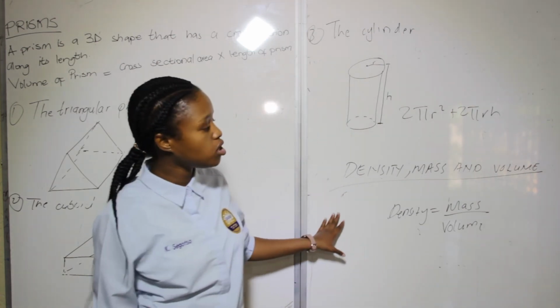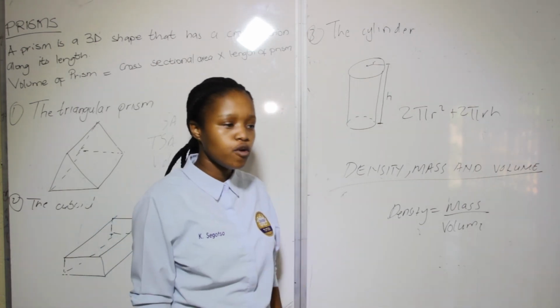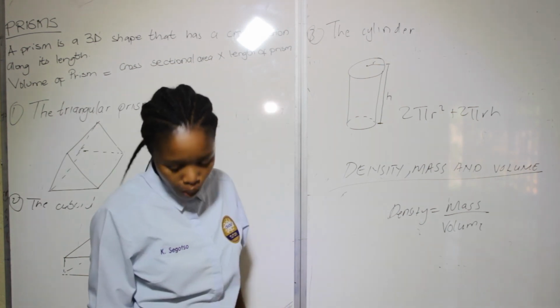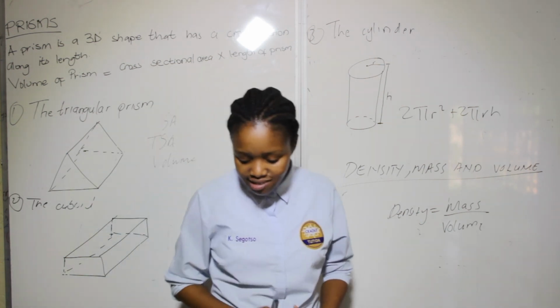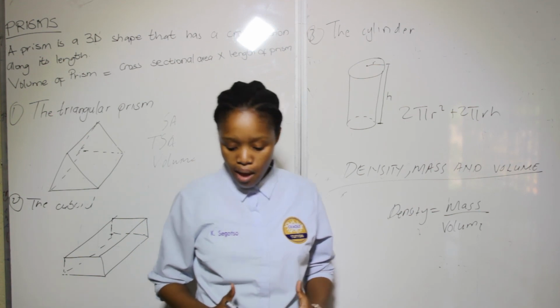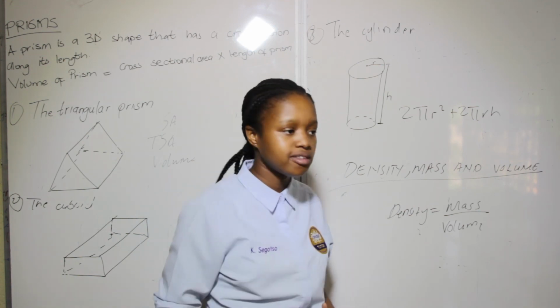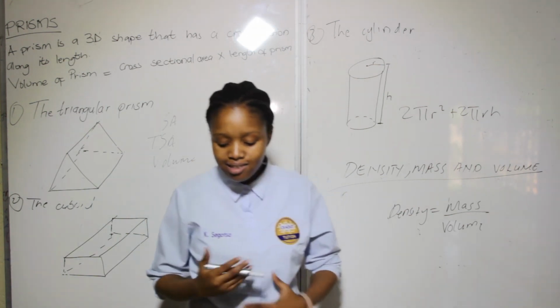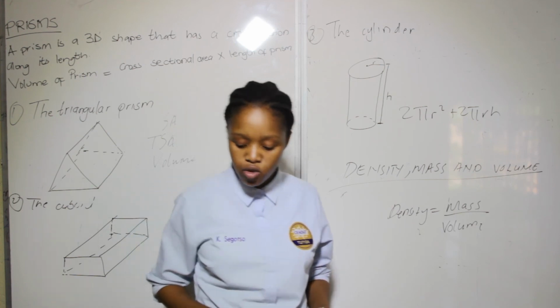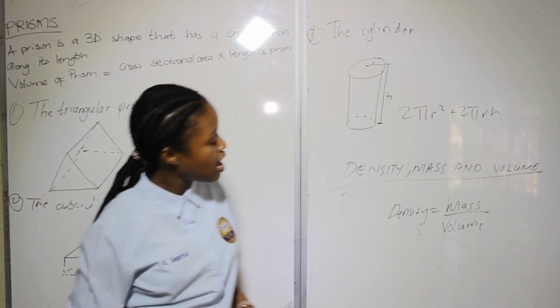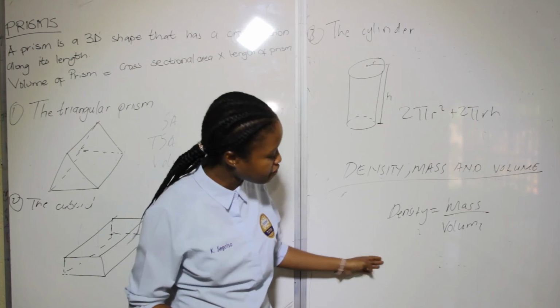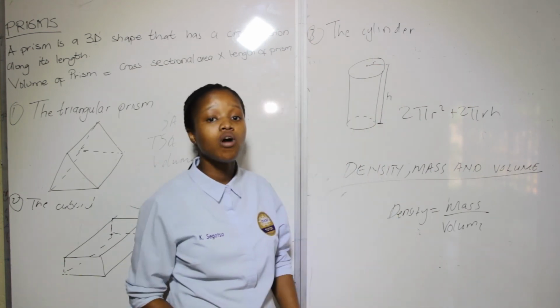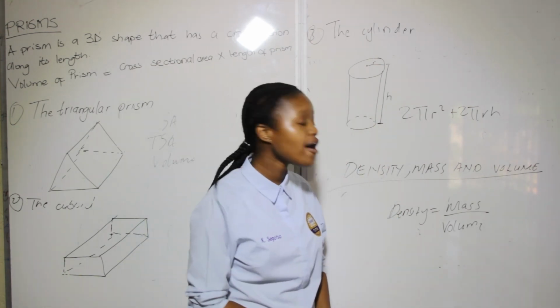Now let's move on to the density, mass, and volume. So what is the density? Density is the mass contained per unit volume of a prism. What did I say? Density is the mass contained per unit volume of a prism. And it is obtained by the formula that I've stated here. Density is equal to the mass over the volume.